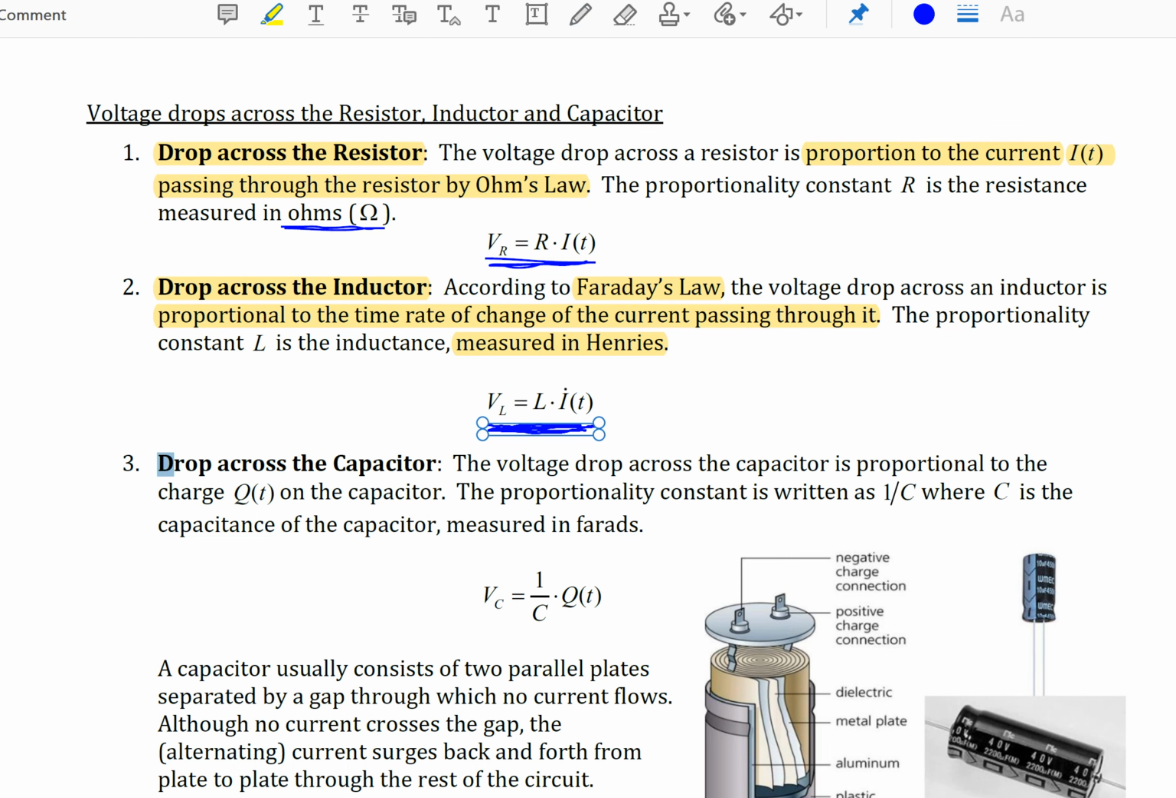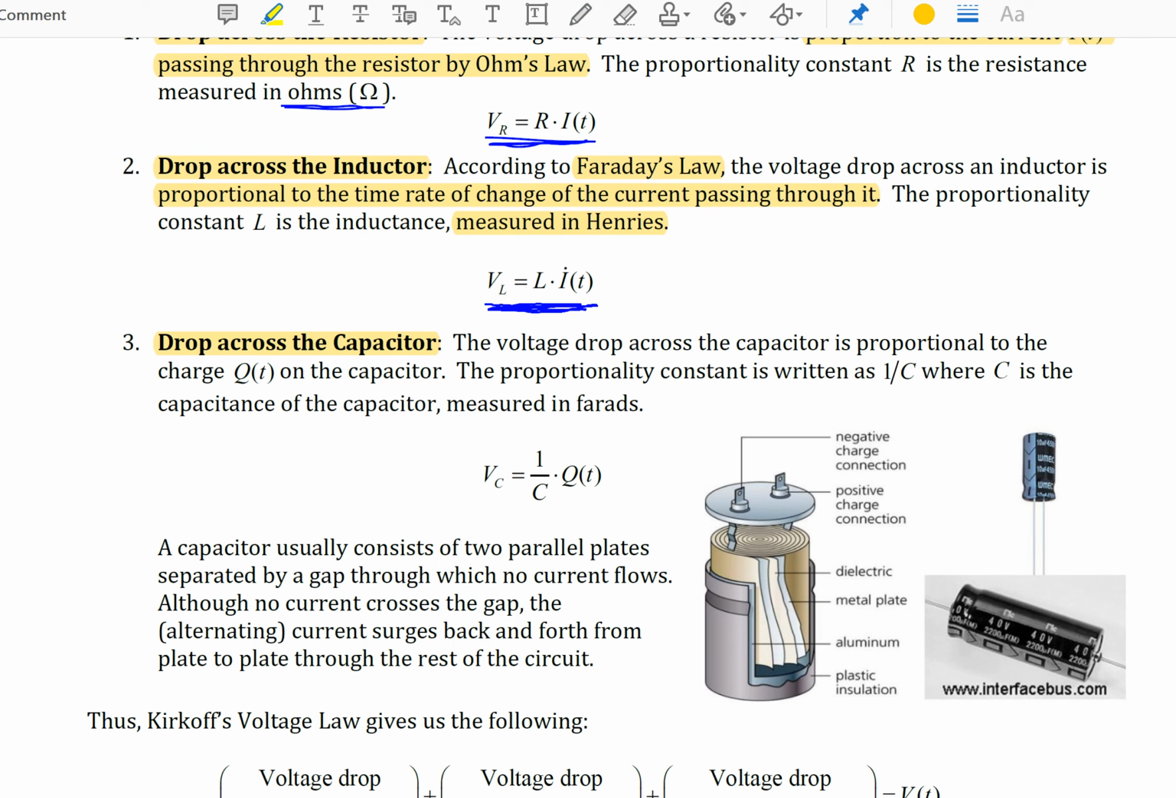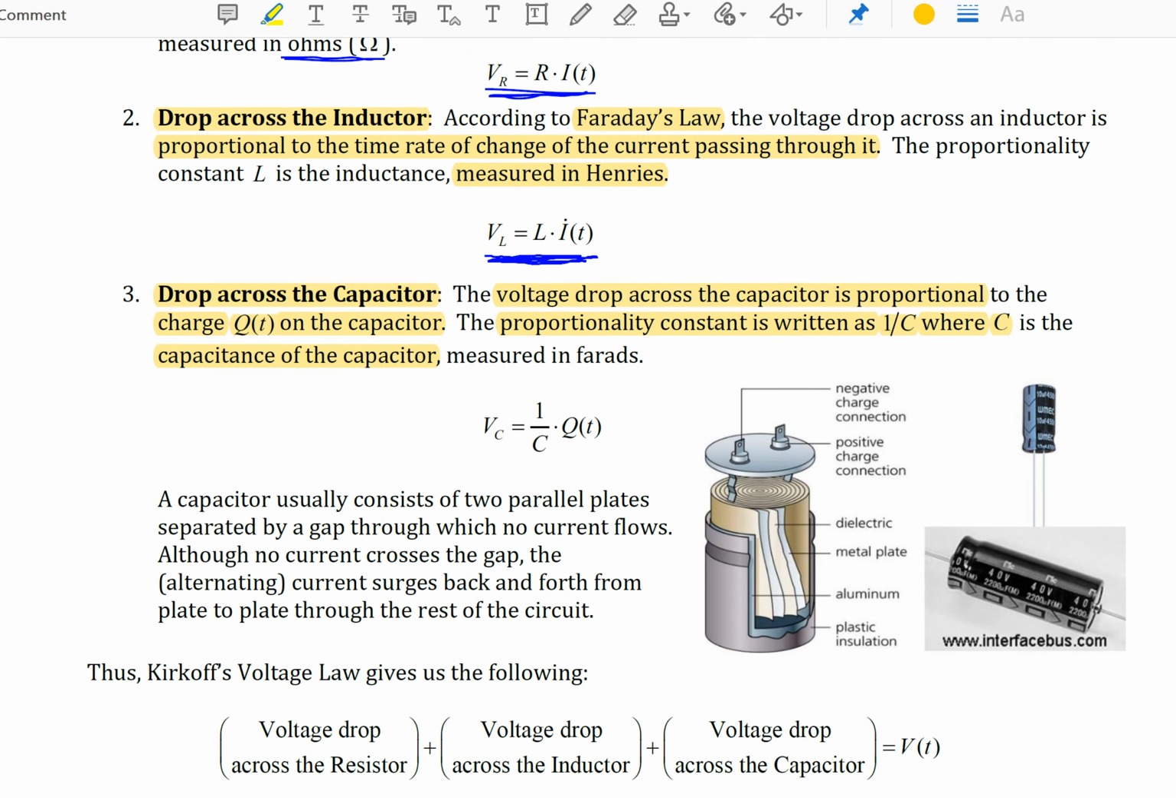Lastly, there's a voltage drop across your capacitor. The voltage drop across the capacitor is proportional to the charge on the capacitor, where the proportionality constant is written as 1 over C, where C is the capacitance of your capacitor, measured in farads. If you've never seen a capacitor before, then this is a good visualization of it.